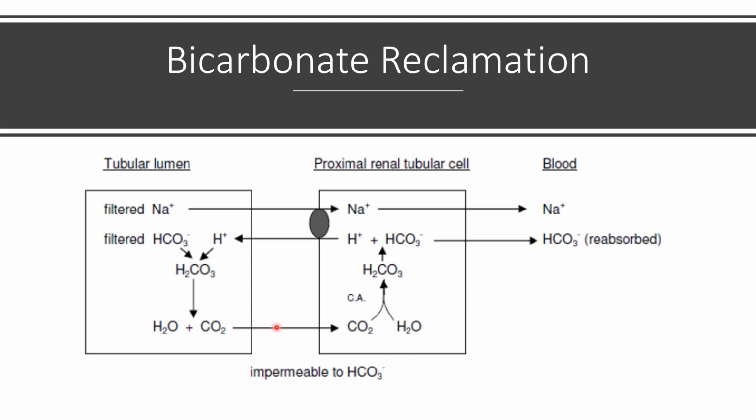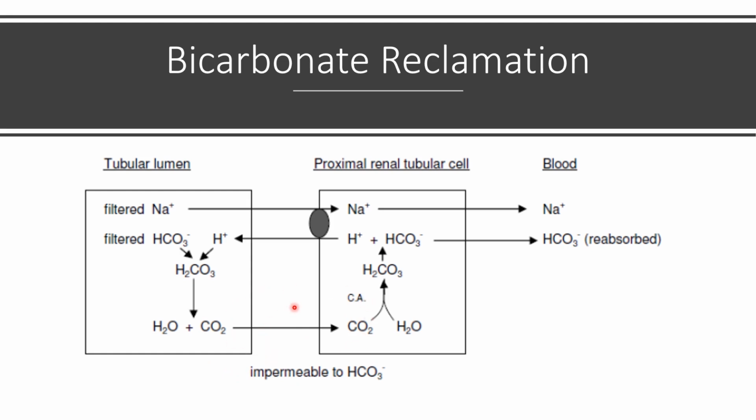Carbon dioxide, being a gas, is able to penetrate this membrane into the renal tubular cell to combine with water in the presence of carbonic anhydrase to form carbonic acid, which dissociates into bicarbonate and hydrogen ion. The bicarbonate ion that is formed is reabsorbed back into the body. So essentially, in bicarbonate reclamation, filtered bicarbonate is reabsorbed back into the body through this indirect process.